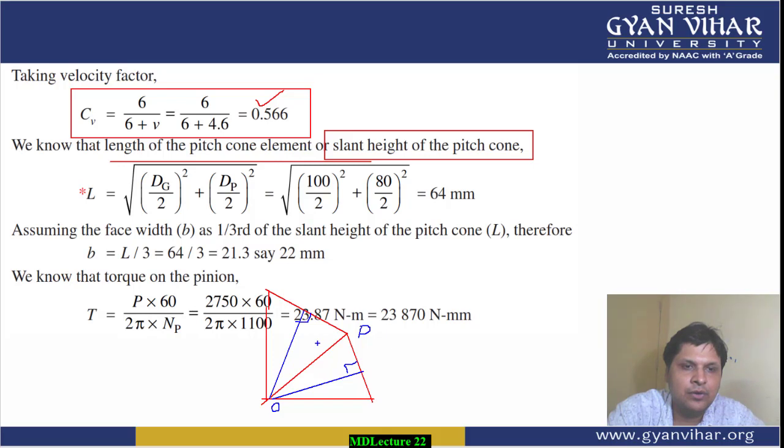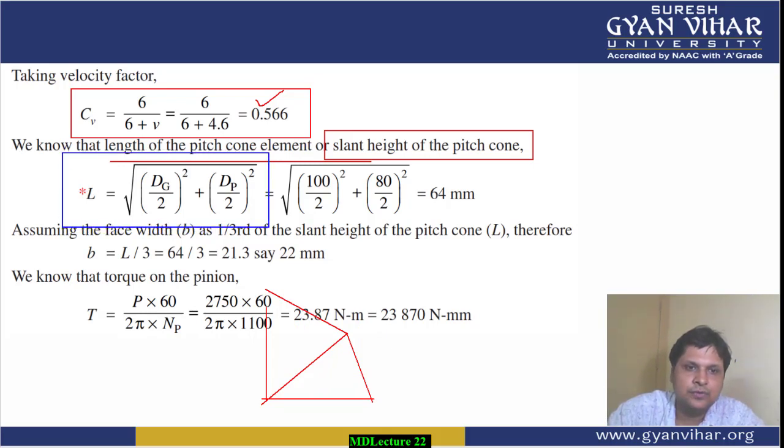dg by 2 whole square plus dp by 2 whole square. In this way you can calculate the value of slant height. Alright, this formula you should know. This is not really a formula; by common sense you can use it. (dg/2)² + (dp/2)². Finally, you will get slant height equal to 64 mm.